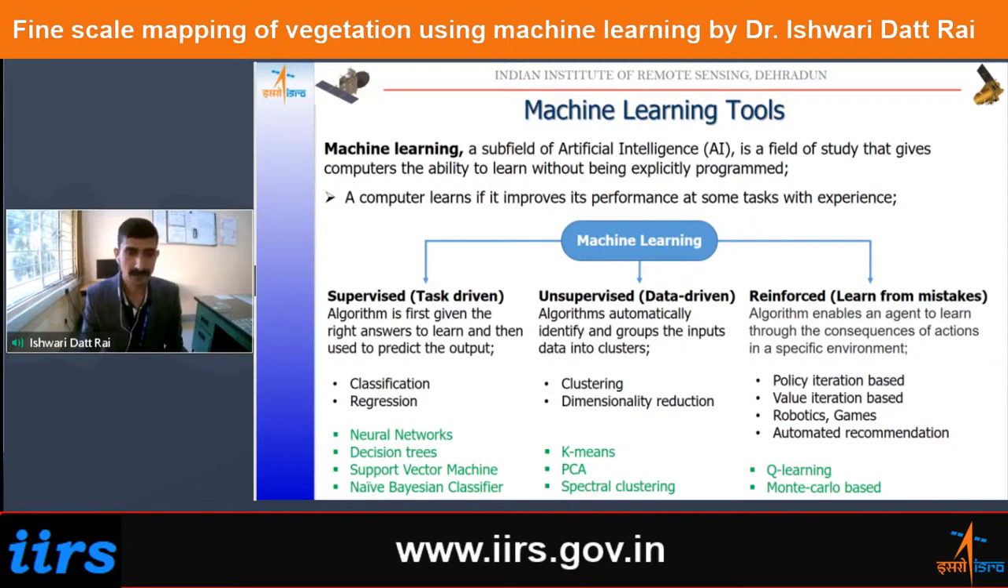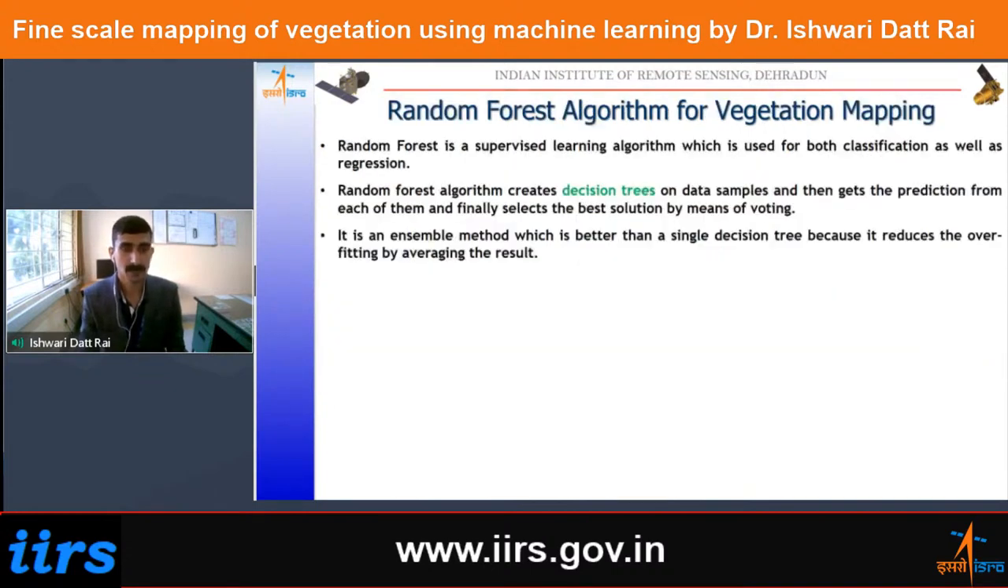So we will see, because we have some examples here. We worked on these machine learning tools, and we will see more detail on some of the algorithms which were used in classifying and mapping vegetation at very fine scale. One of the algorithms is random forest, which is highly used for classification purposes. It is a supervised learning algorithm, as mentioned earlier, which is used both for classification as well as regression. It creates decision trees on the sample data sets.